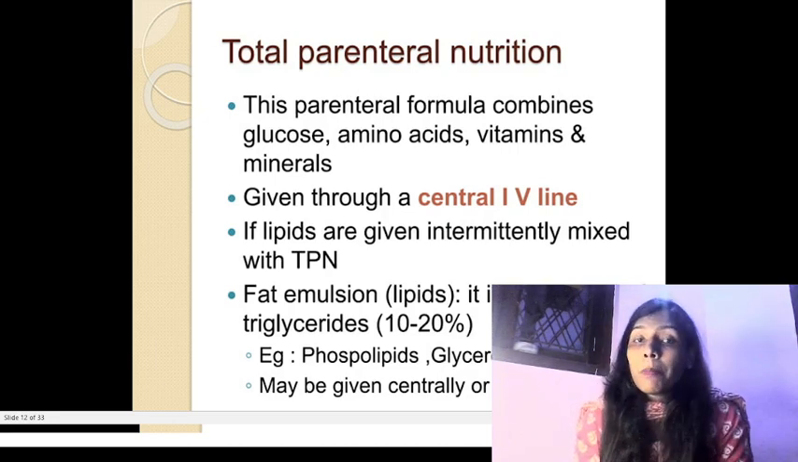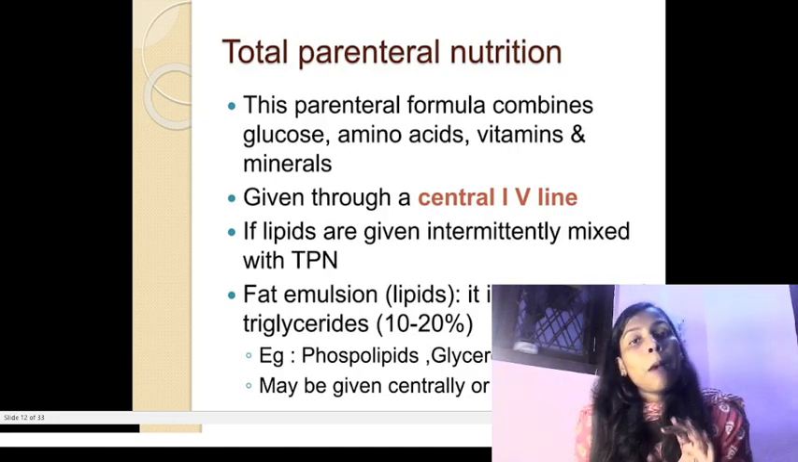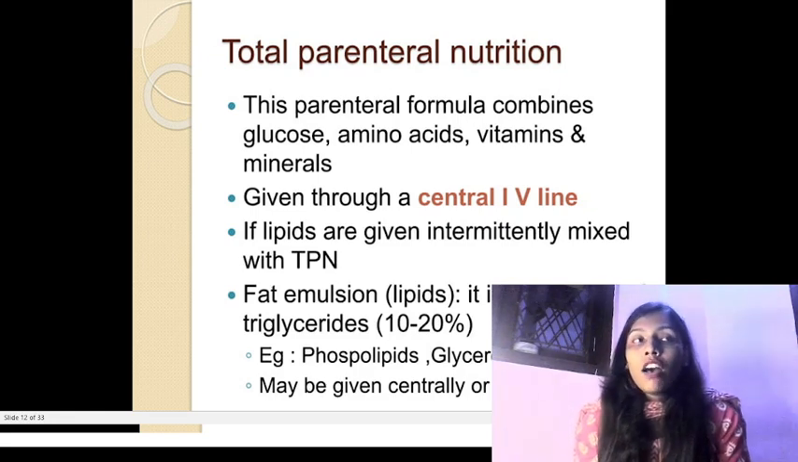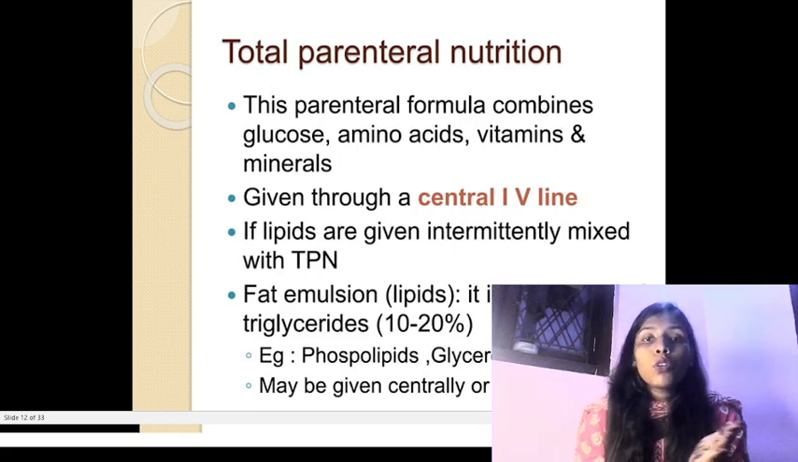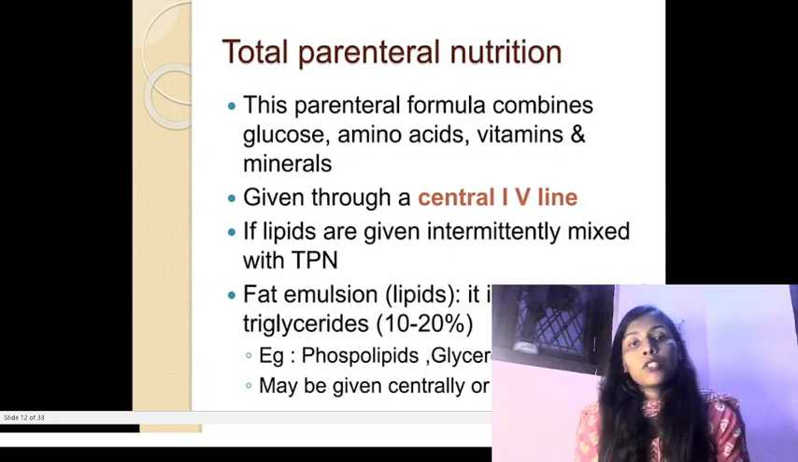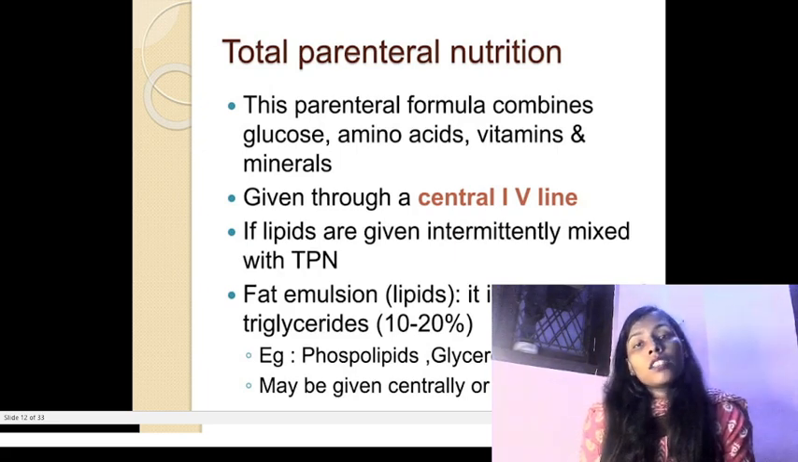So always remember, TPN has to be tapered off. In the sense, if it is running at some 10 drops per minute, it has to be reduced to 5 drops. The tapering should be gradual; we should never suddenly stop the TPN.